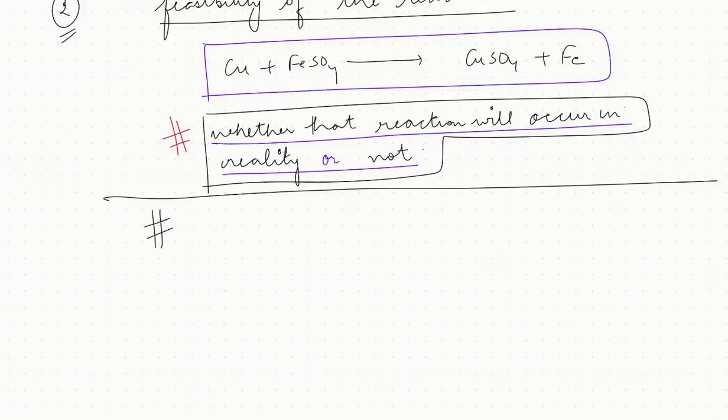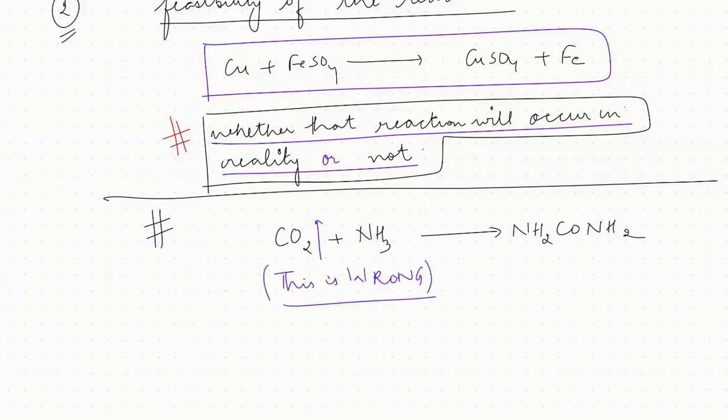Also, one more thing. Let's suppose I write down this reaction, CO2 plus ammonia, and it would form NH2CONH2. You understand? So what exactly is going to happen with CO2 if I put an upward arrow here? So this is wrong. Totally wrong. Why is this totally wrong?